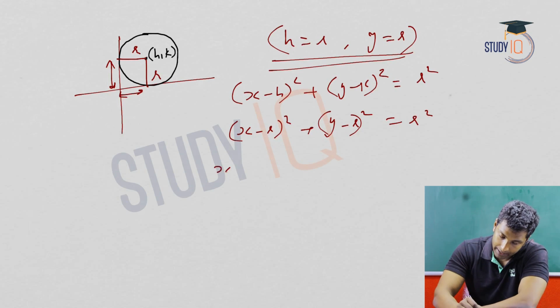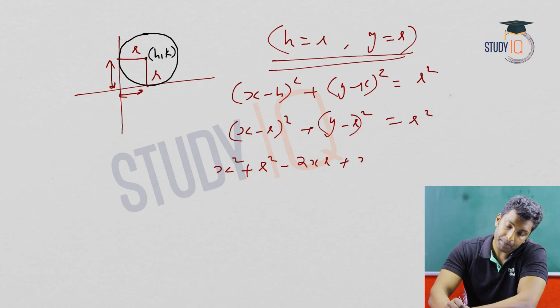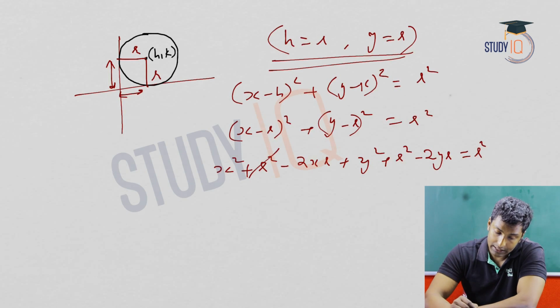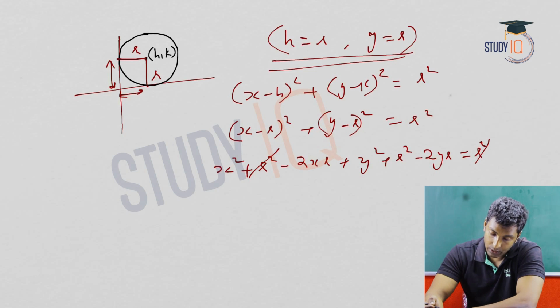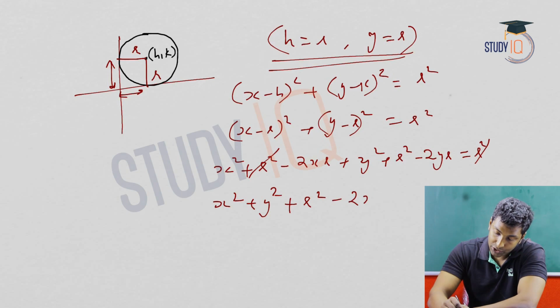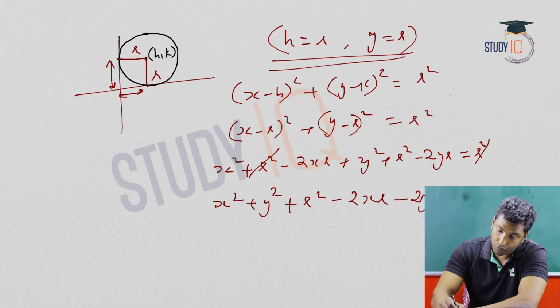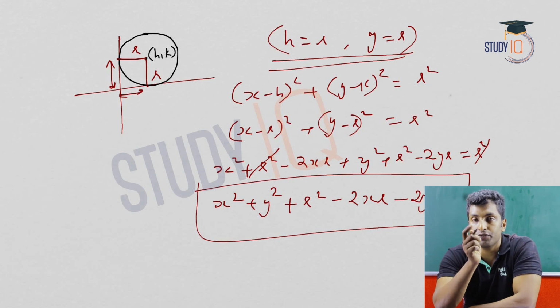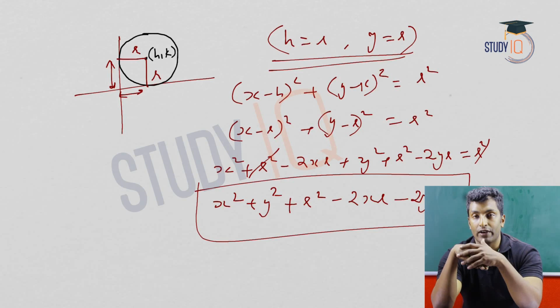Now when you open up the bracket, x square plus r square minus 2xr plus y square plus r square minus 2yr equal to r square. Now here r square is getting cancelled out. Then what is left? x square plus y square plus r square minus 2xr minus 2yr, which is equal to 0. That's the equation of a circle which is touching the x-axis and y-axis.